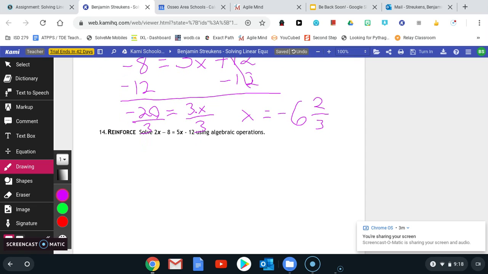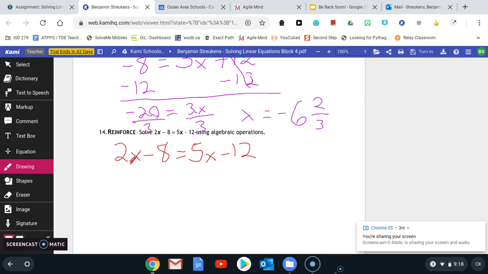The next one's real similar. It's 2x minus 8 equals 5x minus 12 this time, though. So we'll do that problem. 2x minus 8 equals 5x minus 12. Same thing here. I'm going to subtract my 2x. So now I get still 3x. Now this time minus 12 equals a negative 8.